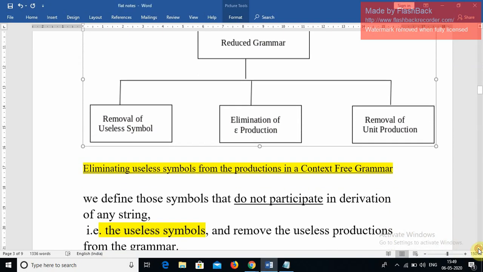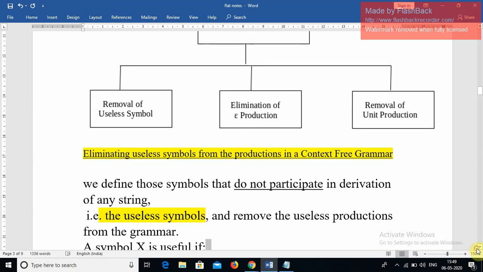The first one, eliminating useless symbols. So eliminating useless symbols means, first of all, what is meant by a useless symbol? The symbols that do not participate in the derivation of any string of the language are called useless symbols, and we have to identify them and remove them.